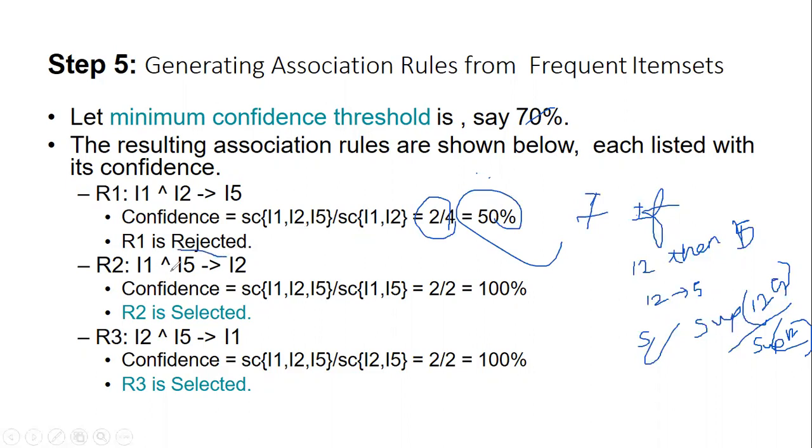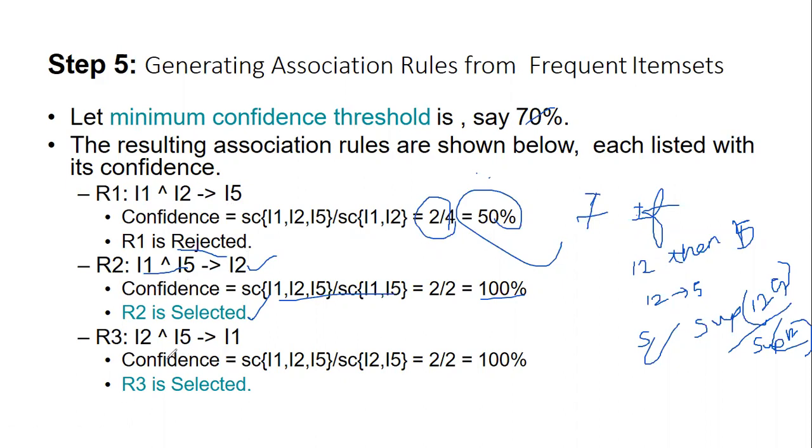Then what do we have? I1, I5. Next we'll take the combination I1, I5 from I1, I2, I5, which will lead to I2. Using the formula we get 100%. That means this is a rule: if the customer purchases I1 and I5, the customer also purchases I2. So this rule is selected, but the previous one is rejected. If the customer purchases I1 and I2, they may not always purchase I5.